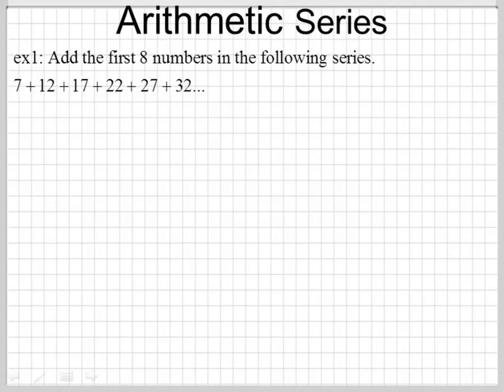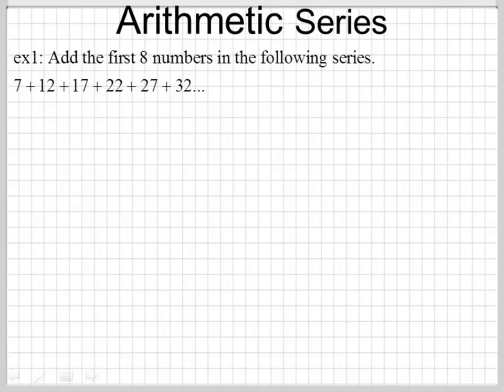How do we know if this is an arithmetic series? Each of them are adding by 5. It's adding by 5, so there's a common difference. How would we do that? Do we want to use the formula? Let's use the formula.